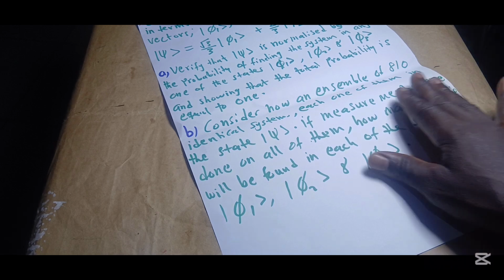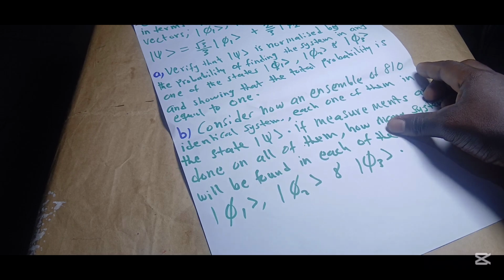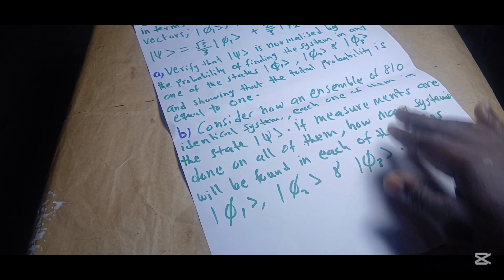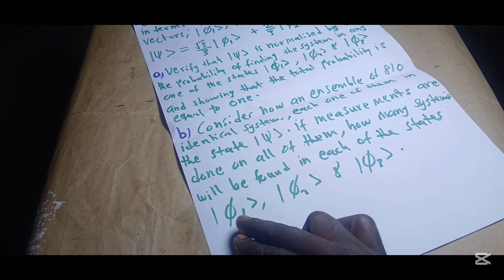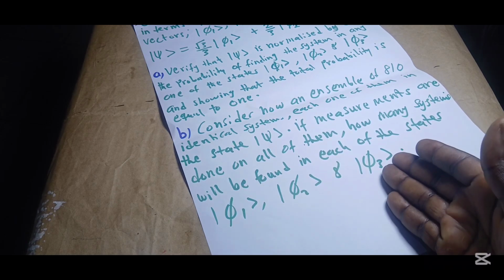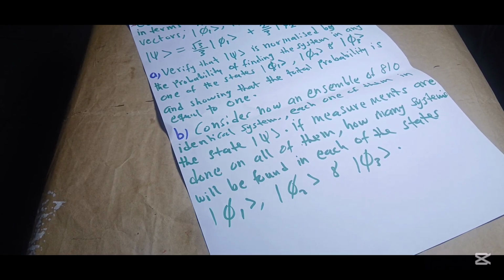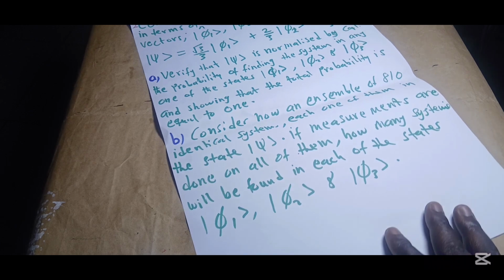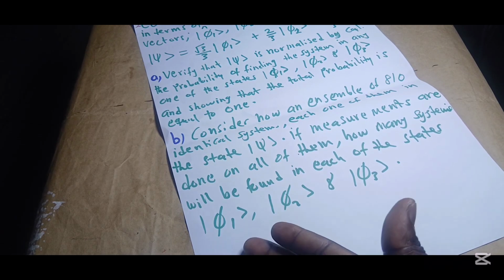So now we have 810 identical systems, or an ensemble, and we want to see, if we perform a measurement on them, how many of these 810 will fall on each of phi 1, phi 2, and phi 3. How many will fall on phi 3? How many on phi 2? How many on phi 1? To do this, we need the probability contribution of each of these three vectors, phi 1, phi 2, and phi 3.